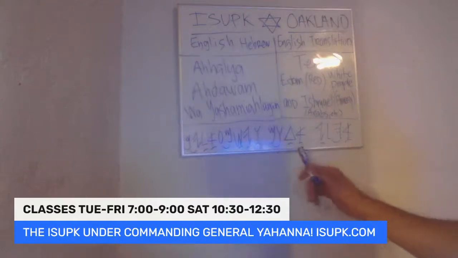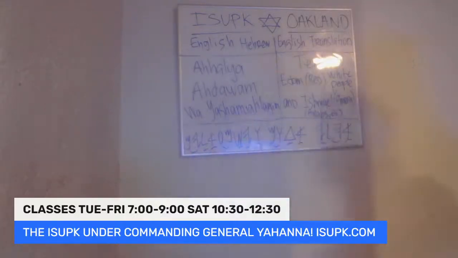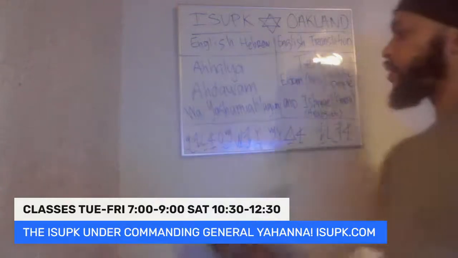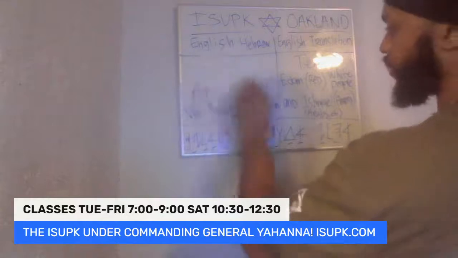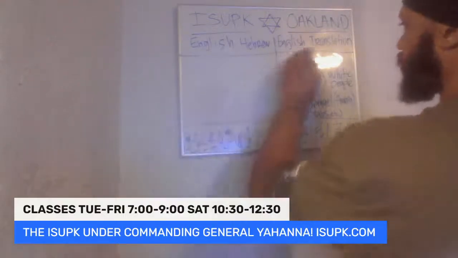Ahaliah, Adawam, Wayashma'alayim. All right. So again, that is verse 6 of Psalm 83, the tabernacles of Edom and the Ishmaelites. I missed a couple parts. I jumped ahead of myself. We ain't done with this one. All right, that's the first part. We'll probably end with this one just for the sake.